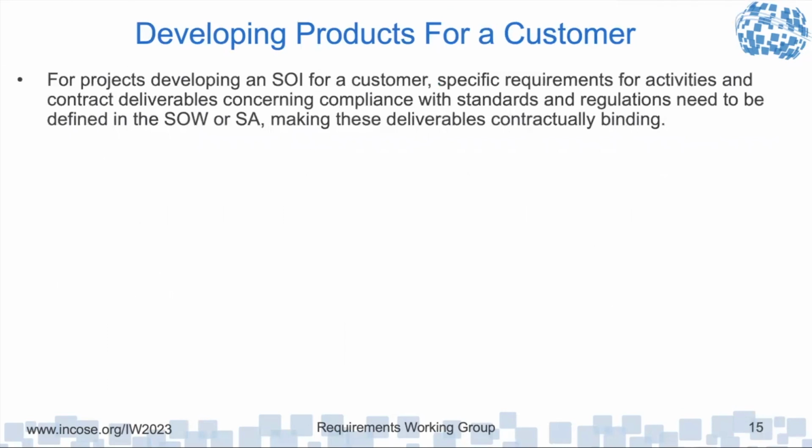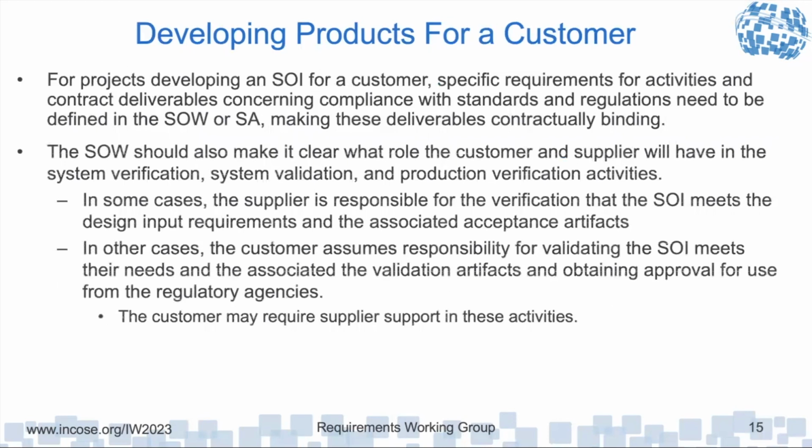For projects developing a system of interest for a customer, specific requirements for activities and contract deliverables must be defined in the statement of work or supplier agreement, making the activities and deliverables contractually binding. The statement of work should make clear what role the customer and supplier are going to have in system verification, system validation, and production verification activities. In some cases, the supplier is responsible for verifying the system of interest meets the design input requirements, and associated acceptance artifacts.